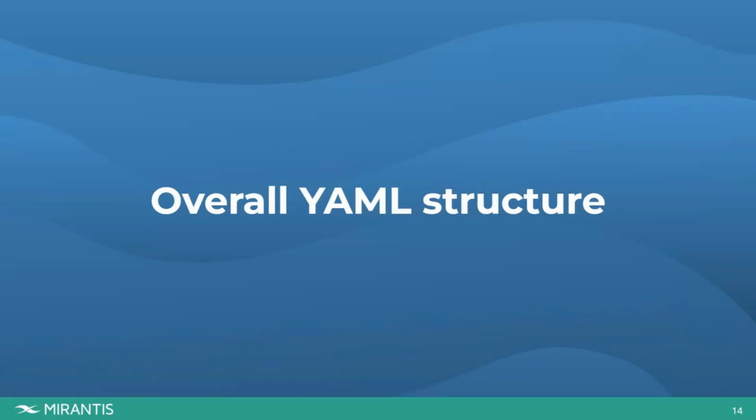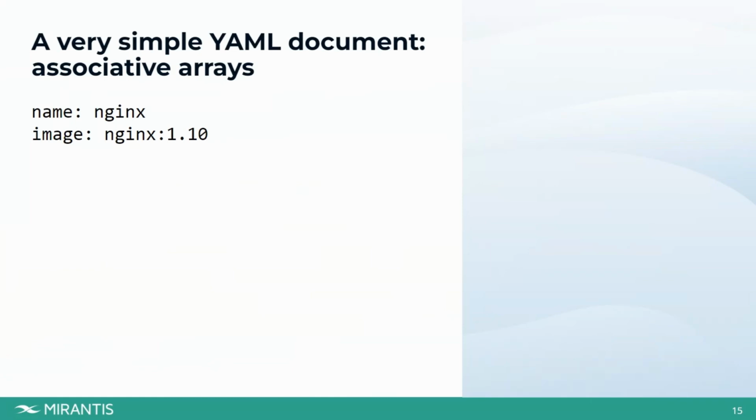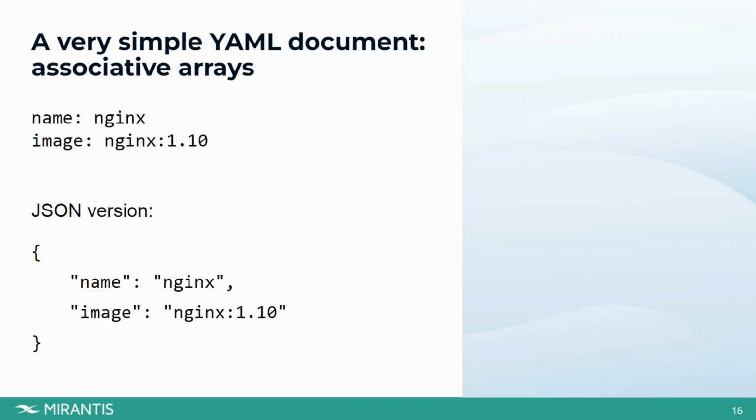Let's take a look at the overall YAML structure. Let's start with a very simple YAML document. These are associative arrays, basically name-value pairs. So name is the name, nginx is the value. Here, image is the name, nginx:1.10 is the value. This is a very, very simple YAML document consisting of two associative arrays.